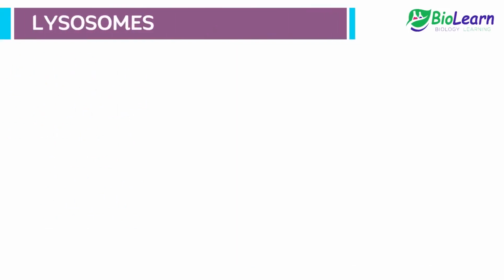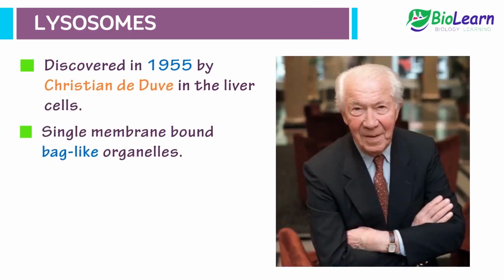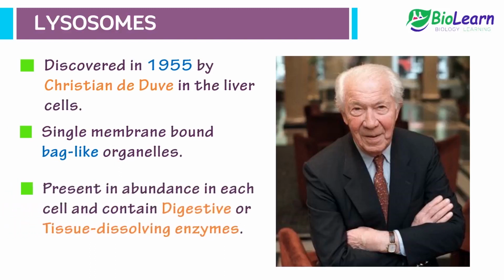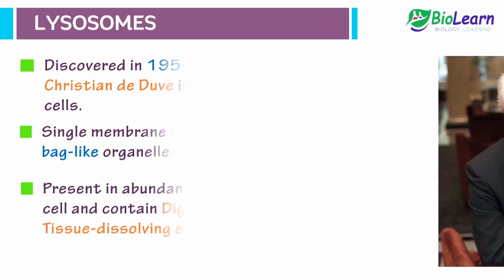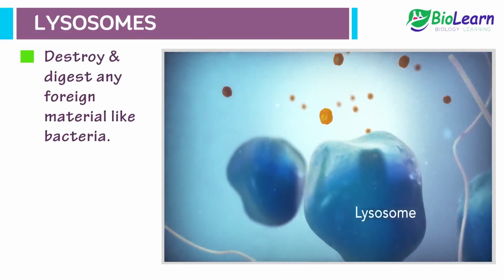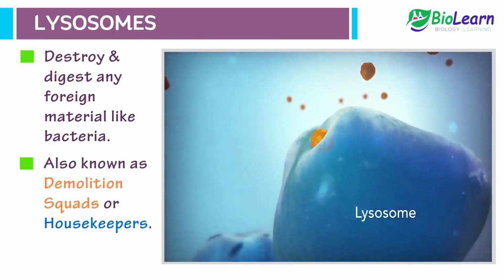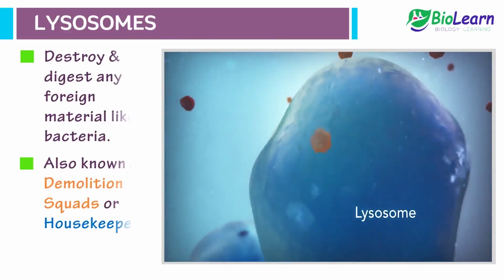The next prominent organelle is lysosome. Lysosomes were first discovered in 1955 by Christian de Duve in the liver cells. They are bag-like cell organelles bound by a single membrane. They are present in abundance in each cell and contain digestive or tissue-dissolving enzymes. Lysosomes destroy and digest any foreign material such as bacteria present inside the cell. Hence, they are also known as demolition squads or housekeepers.